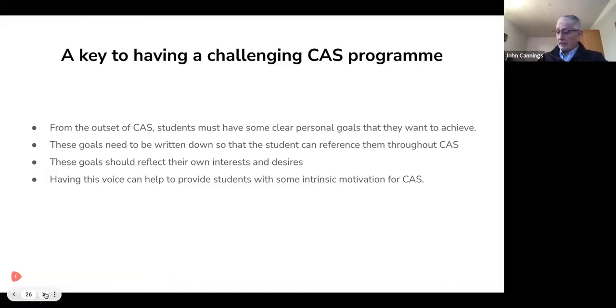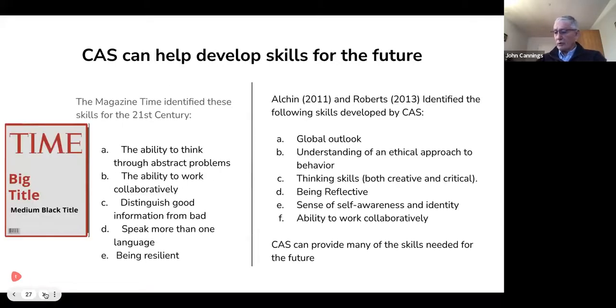So one of the keys, I think, to having a really successful CAS program is actually having clear personal goals about what they want to achieve. Now, I think it's really important these goals initially are written down so the student can come back and reference them throughout CAS and at the end of CAS and to see what they've actually achieved, or have they achieved the goals they set. These goals should reflect their own interests and desires. And I think having this type of student voice can help students have some intrinsic motivation for CAS. And I think that's really important for them to achieve well in it.